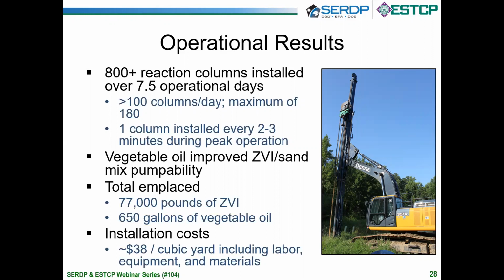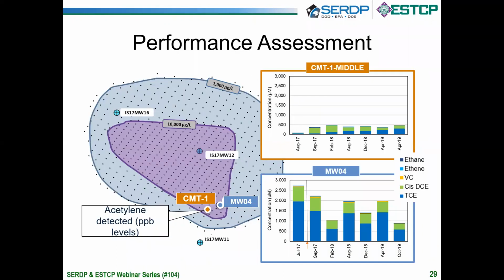So move on to slide 29. We can talk a little bit about performance assessment to date. And what I'd like to do is focus on individual CMT and monitoring well pairs. And what I've done here is plotted the CVOC concentrations in molar concentrations, so we can look at that total mass of CVOC over time within the CMT that's closest to this monitoring well, which would be CMT1, as well as what's happening in monitoring well 4.